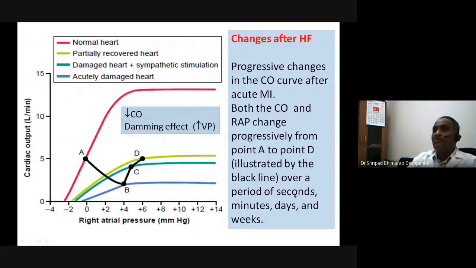Now we move further. What happens here? You just see the changes after heart failure. So now here is a condition. This red one is a normal heart. That means without any failure. And in this condition, the right atrial pressure, as I mentioned, is somewhere around 0 to -1 millimeters of mercury. It's in the normal condition.